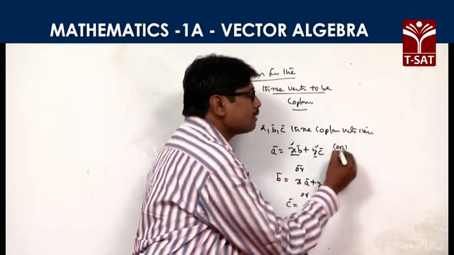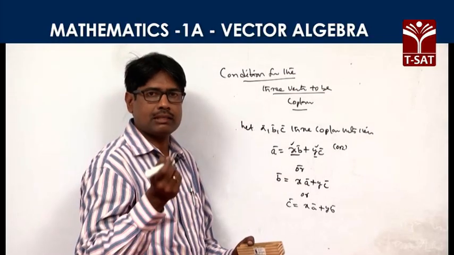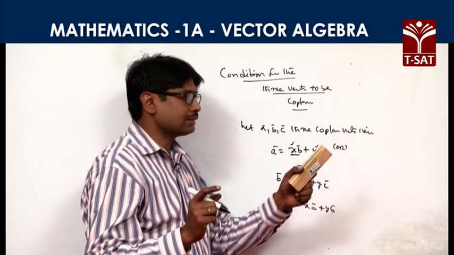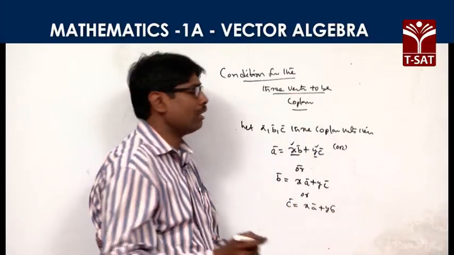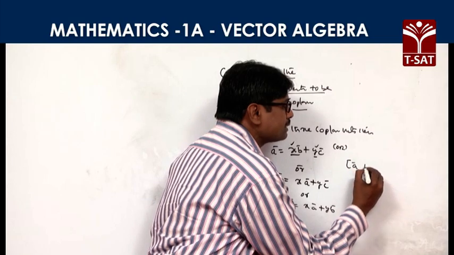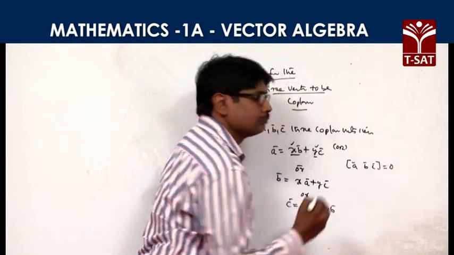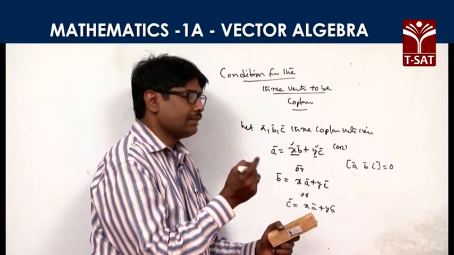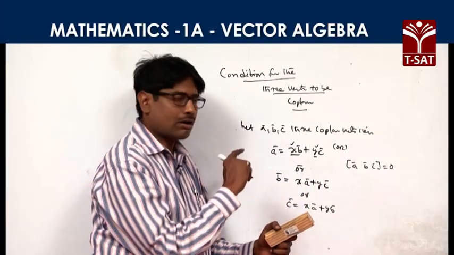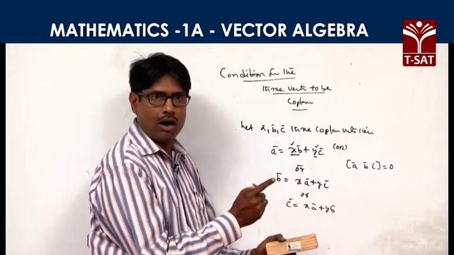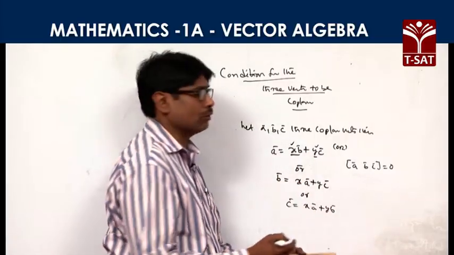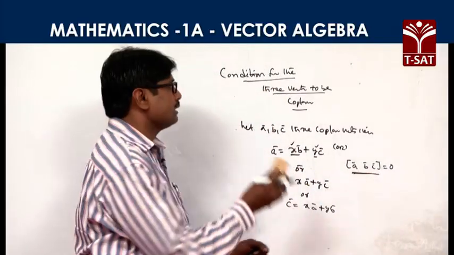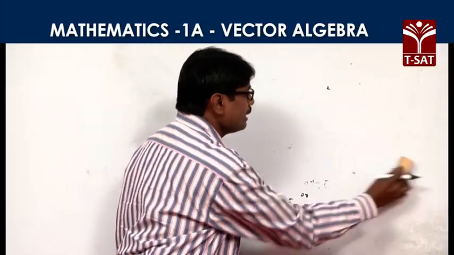The next concept we are going to discuss is the multiple product. Three vectors A bar, B bar, C bar are said to be coplanar if their box value is equal to 0. The condition for three vectors to be coplanar is either expressing the first vector as a linear combination of the other two uniquely, or the box value is equal to 0. Regarding the box product, everything we will discuss in the coming topics. This is the condition for the vectors to be coplanar.